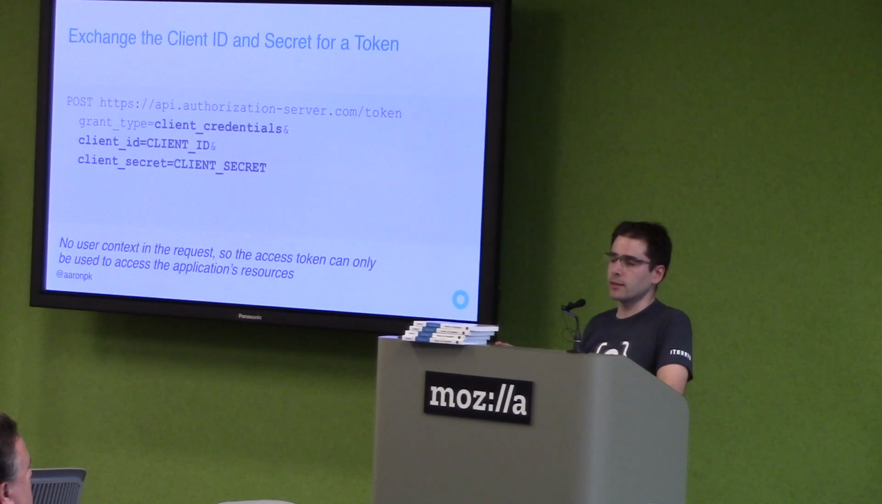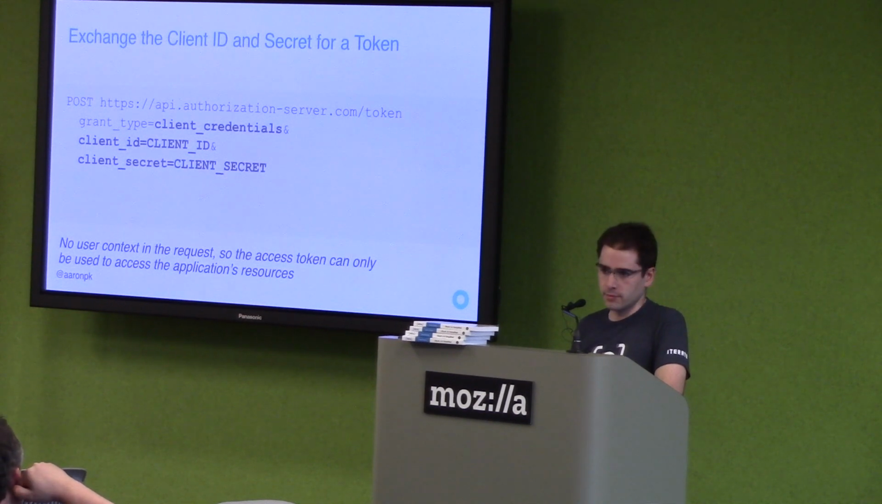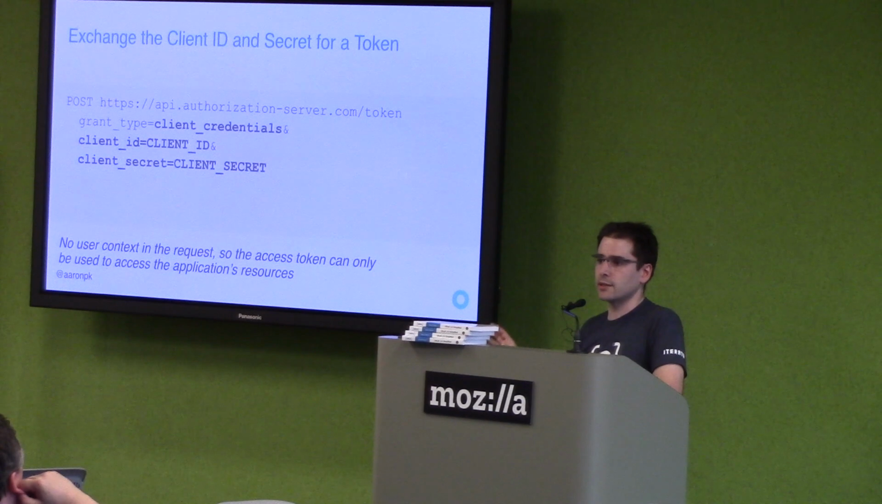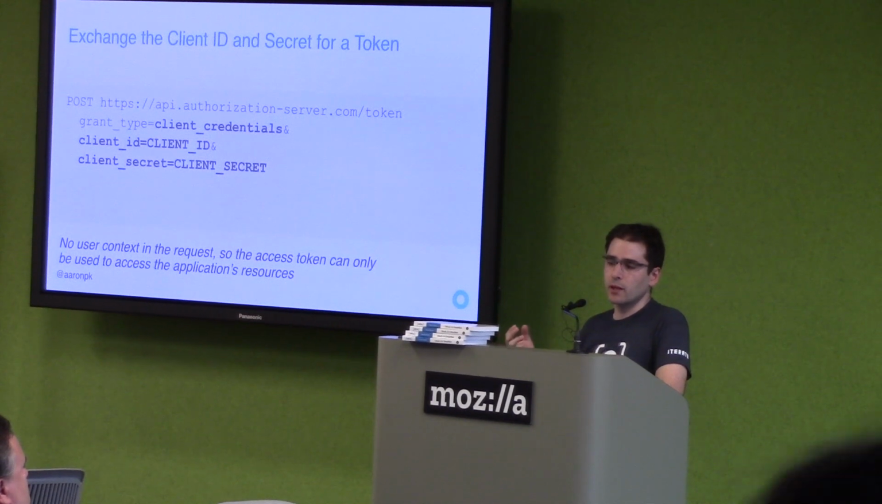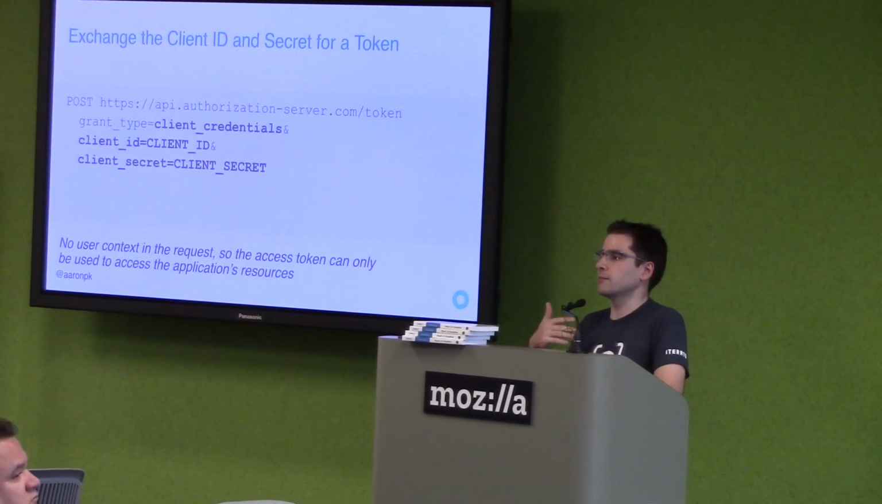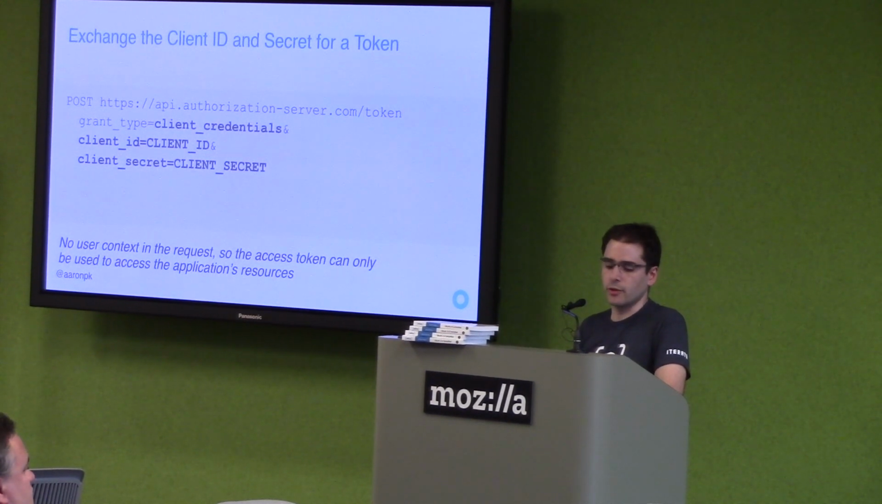So that might be like the app is getting a list of users who've authorized the app, or the app wants to update its app icon. Something where it's not accessing users' data, it's just accessing its own resources. And again, by using this mechanism, you get to piggyback on all of the existing security and the rest of the infrastructure you've got around your OAuth server.